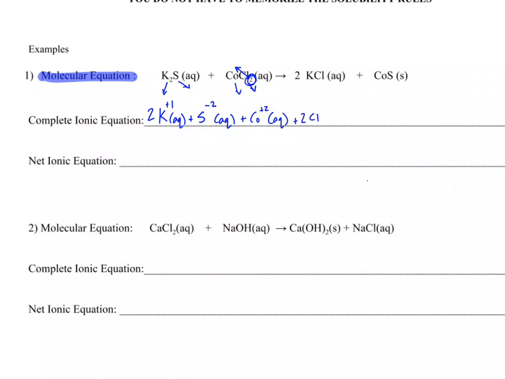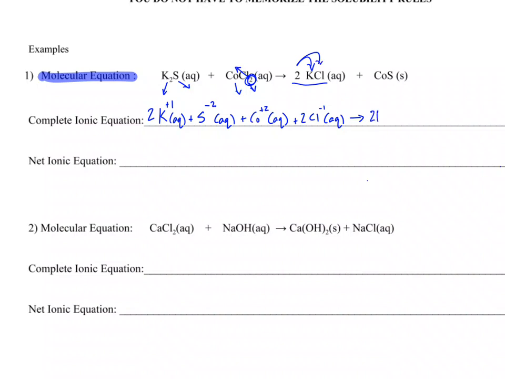So 2 chlorine ions, and they have a -1 charge, and they are aqueous. So now, here's my arrow. Now I move on to the right side. I've got 2 moles of potassium chloride. So that means I've got 2 potassiums and 2 chlorines, and I need to indicate that.